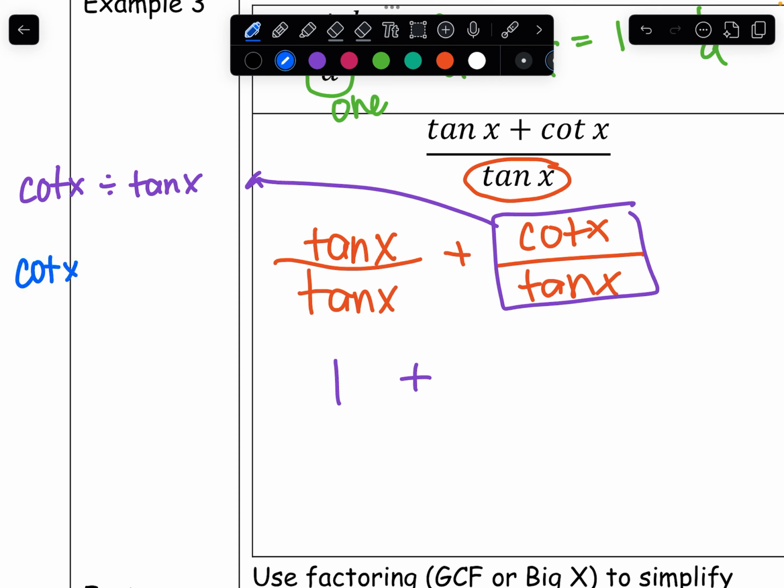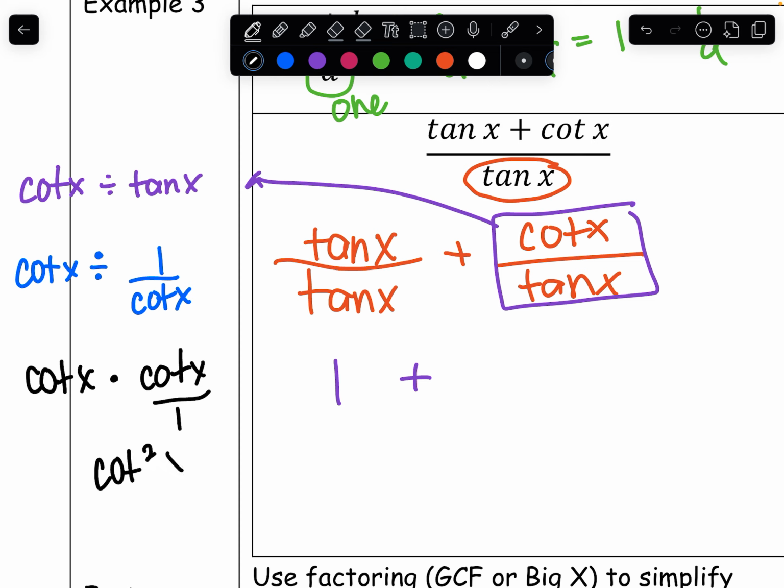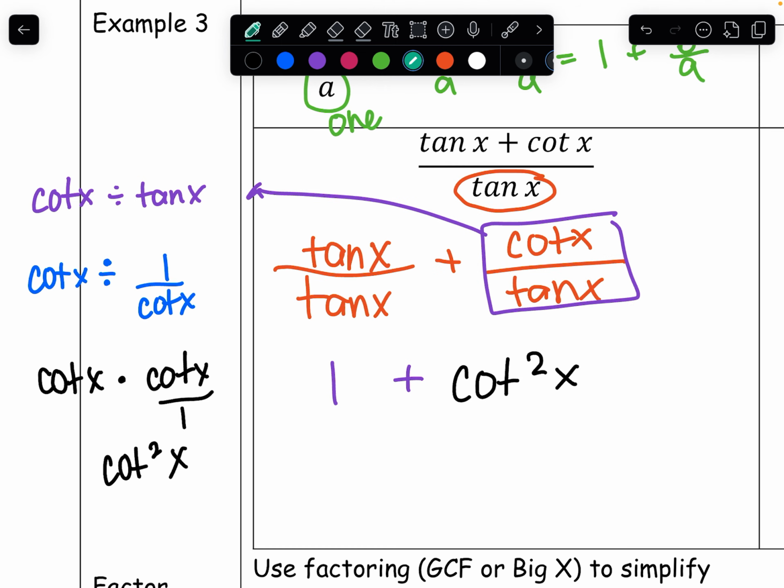Well, we can rewrite tangent of x as 1 over cotangent of x. However, we can't cross cancel because we're dividing. We have to keep, change, flip. And so when we multiply, we get cotangent squared of x. And so this is a Pythagorean identity, which gives us 1 plus, right? Yeah, this is cosecant squared x. There's our final answer.